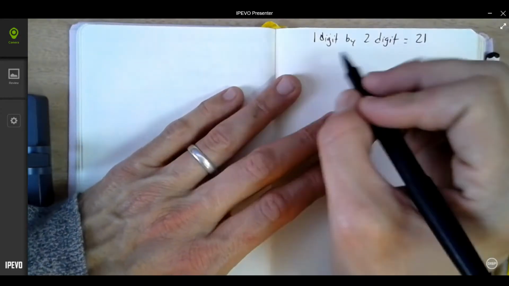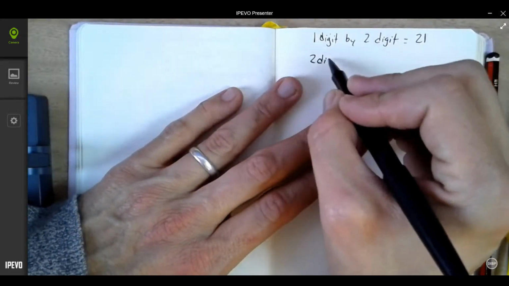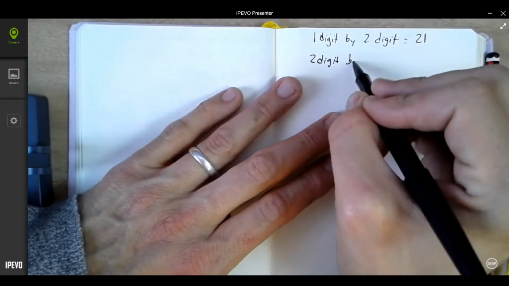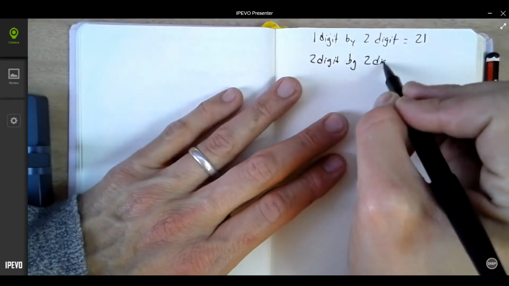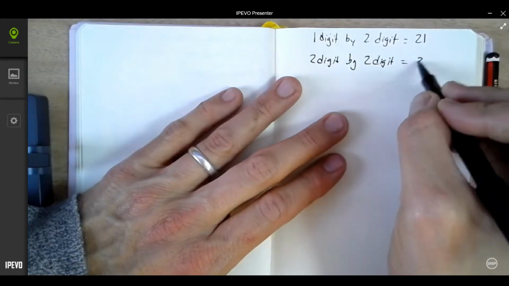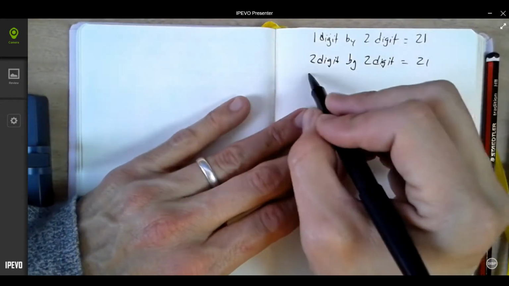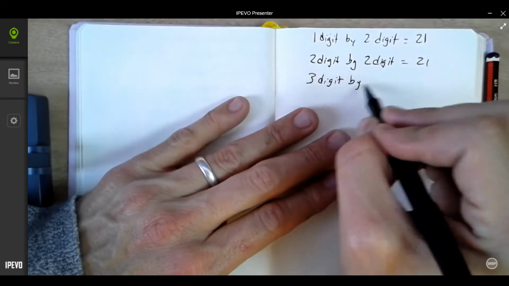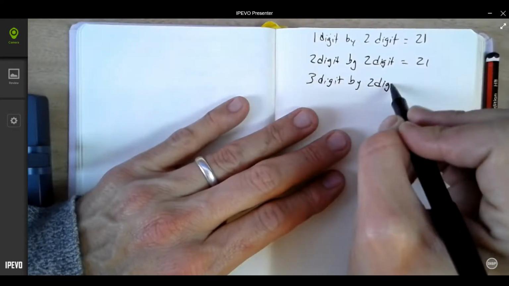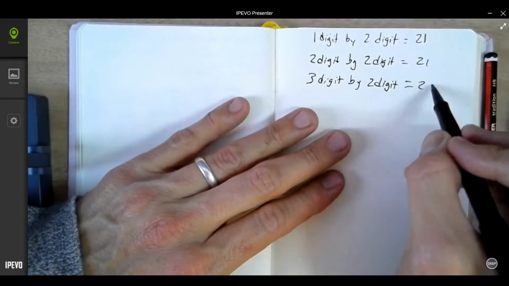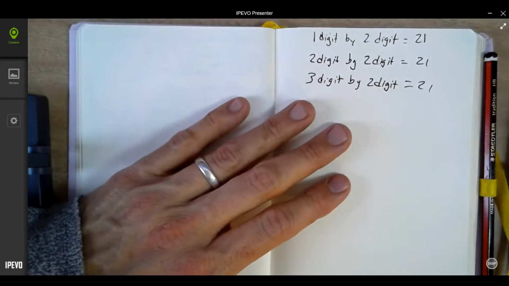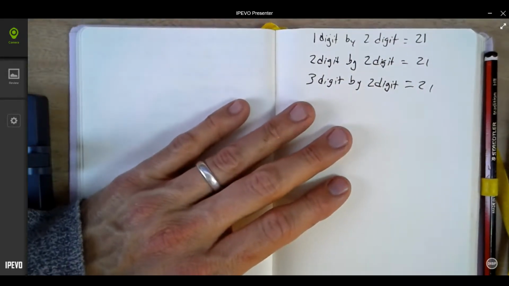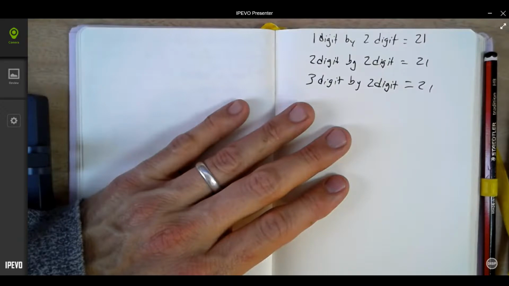When you get 21 in a row, I would move to two digit by two digit, and then again get 21 in a row, and then lastly three digit by two digit. Okay, 21 times in a row. When you're able to do that, then you've mastered it, because after that, I think you should be able to figure things out from there.